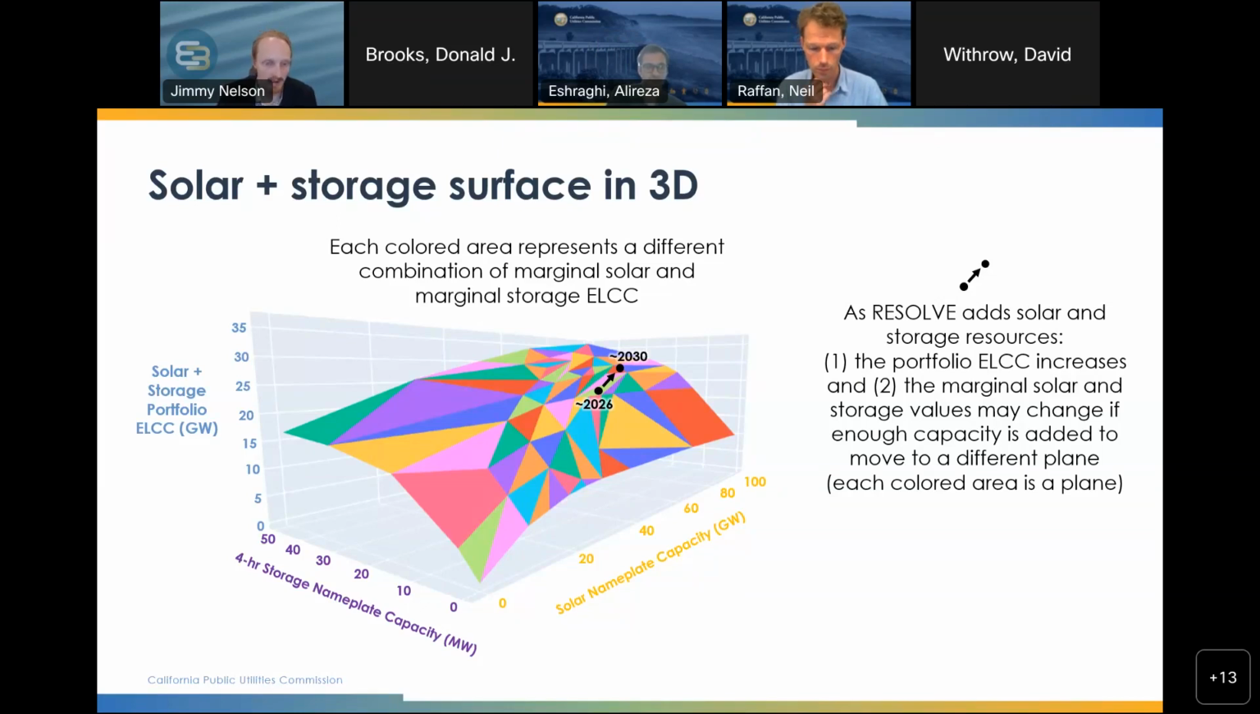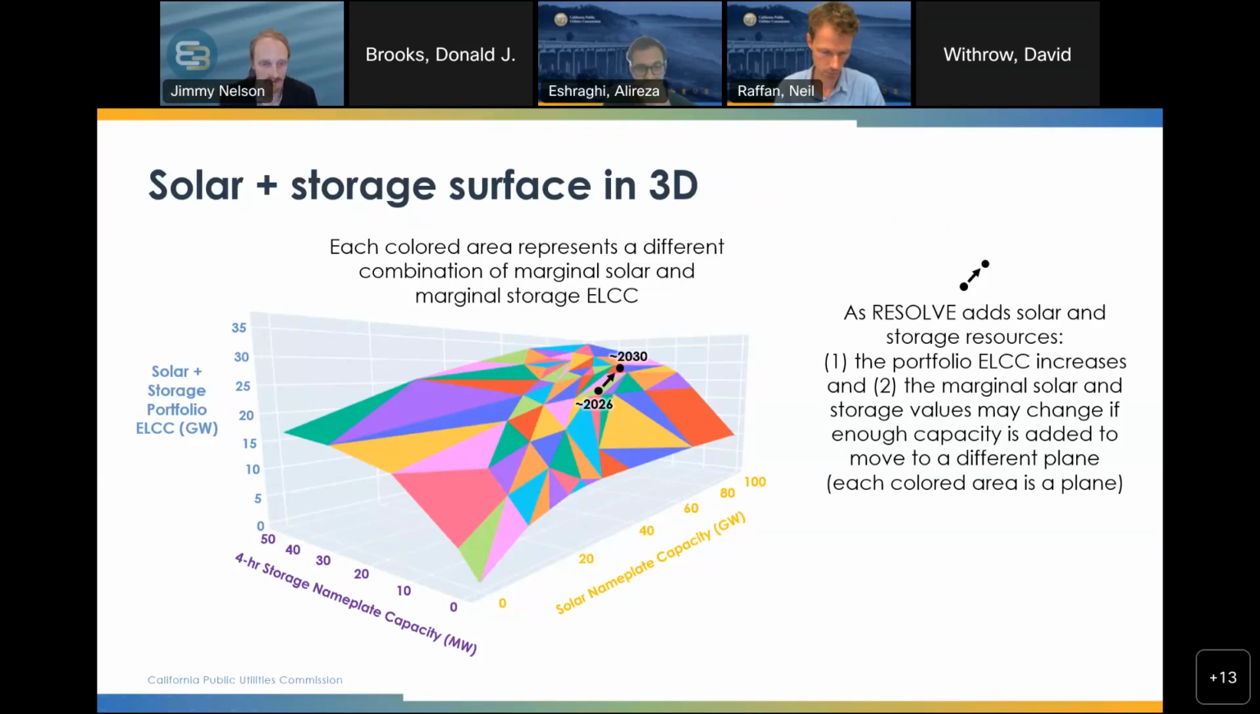And what Resolve is doing when it is investing in new resources is orienting itself on this curve via the equations that we implement. So it knows how much solar nameplate capacity it has and how much 4-hour storage nameplate capacity it has. And then it gets out the solar and storage portfolio ELCC, which is the z-axis value, or the height on this curve. And as it's investing in new resources and building more solar or more storage, it's marching its way up this curve and potentially going onto different triangular areas, which represent different areas of marginal solar and battery ELCC. So I put 2026 and 2030 as sample values on here.